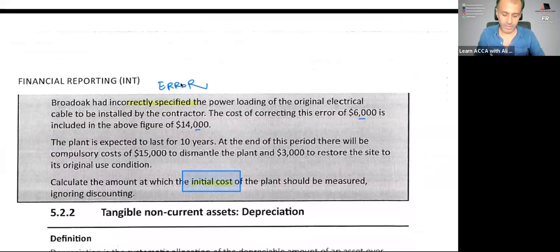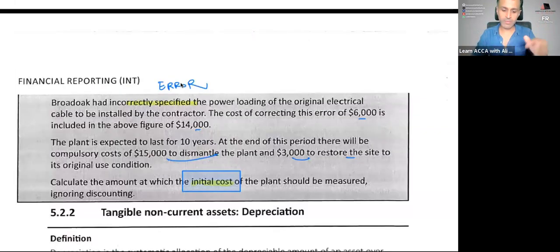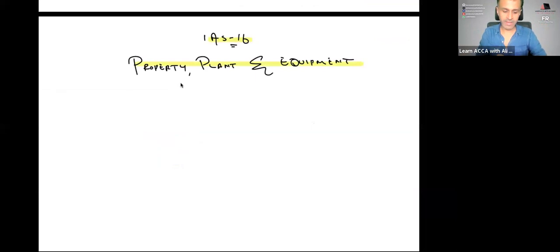The plant is expected to take for 10 years. At the end of the period, there will be a compulsory cost of 15,000 to dismantle the plant and 30,000 to restore the site to its original state. Now, this is the dismantling cost and site restoration cost. Nothing in this question has been tested out from this explanation that I have. We just have to come and make the list and find the total to it.